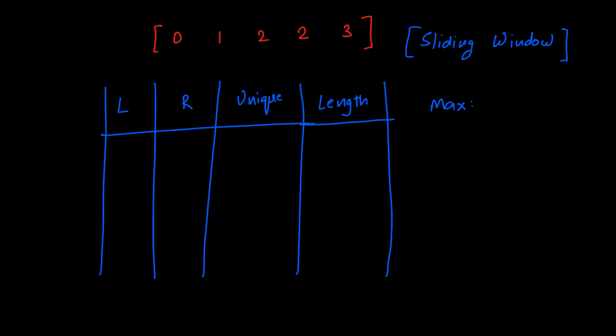Let's start with left pointing at 0 and right pointing at 1. Between these two values, we have a total of 2 unique fruits available. The length is 2. As 2 is the maximum right now, I'll save 2 into this variable.